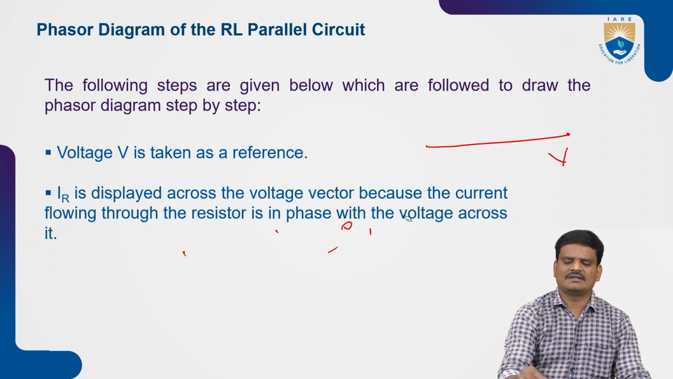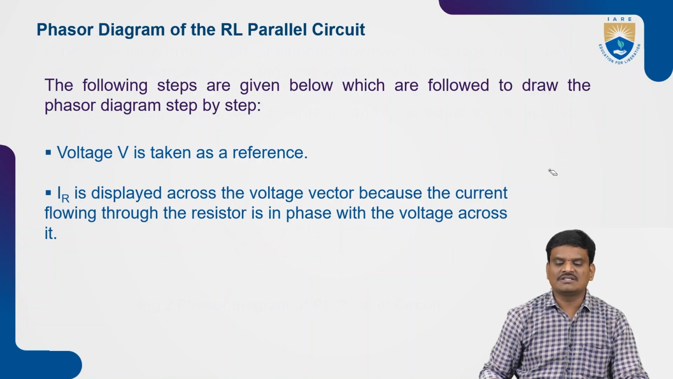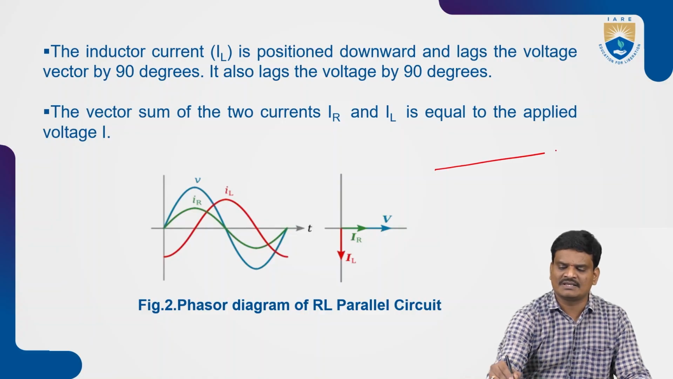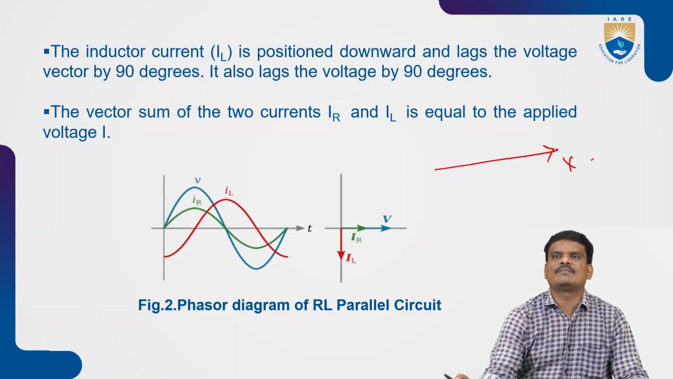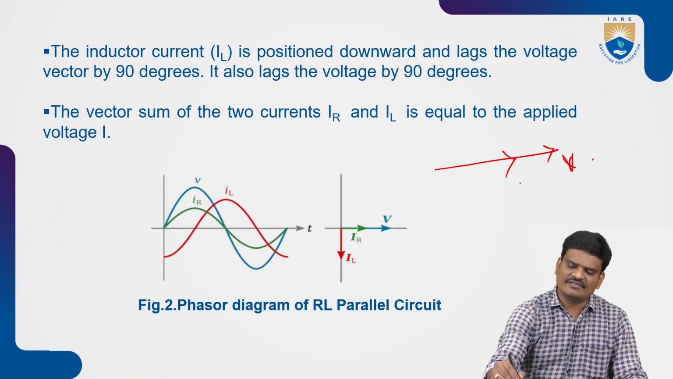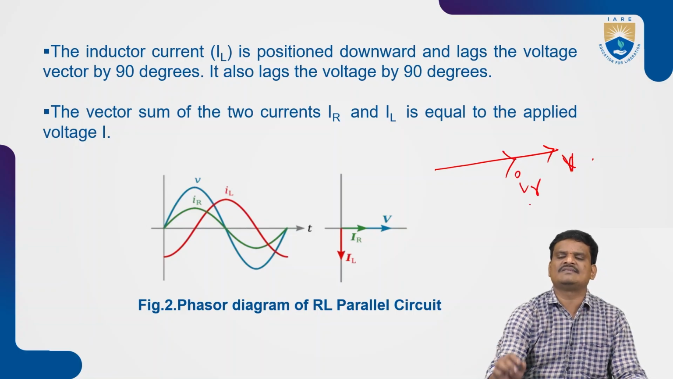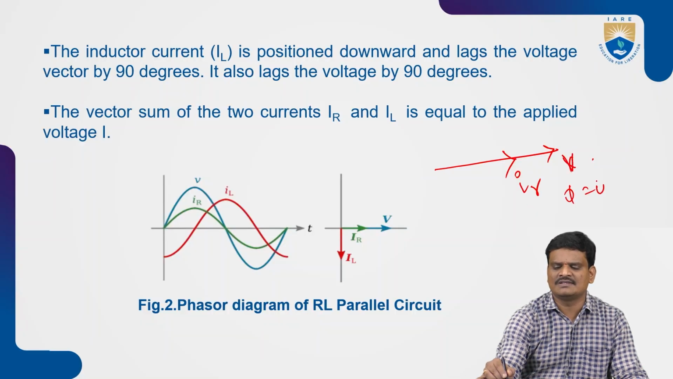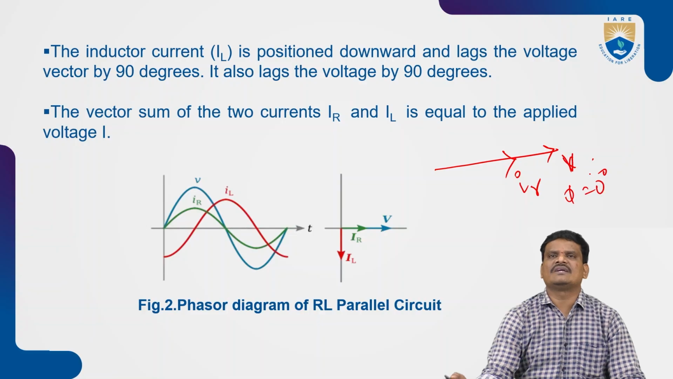So what is the first step I need to do? I need to take the reference position. As the voltage across each element present in the given circuit is the same, I am taking voltage as a reference. Now, by using the property of a resistor first: current will be in phase with the voltage. So let me say that this is IR, and the phase difference between IR and V is 0 degrees.